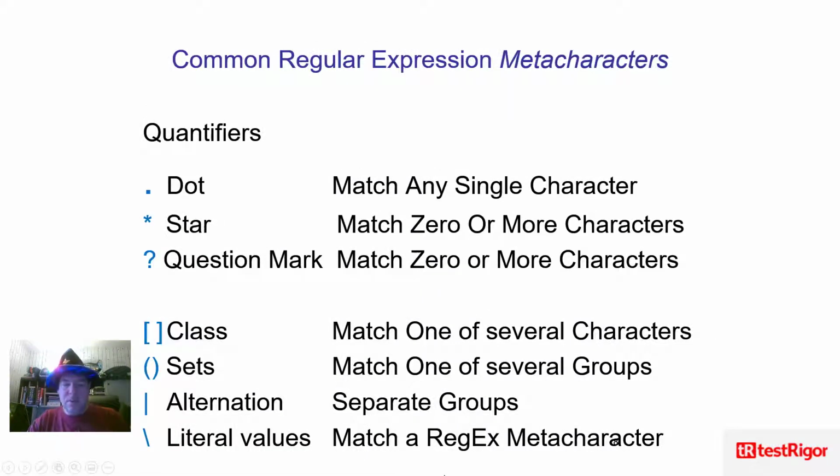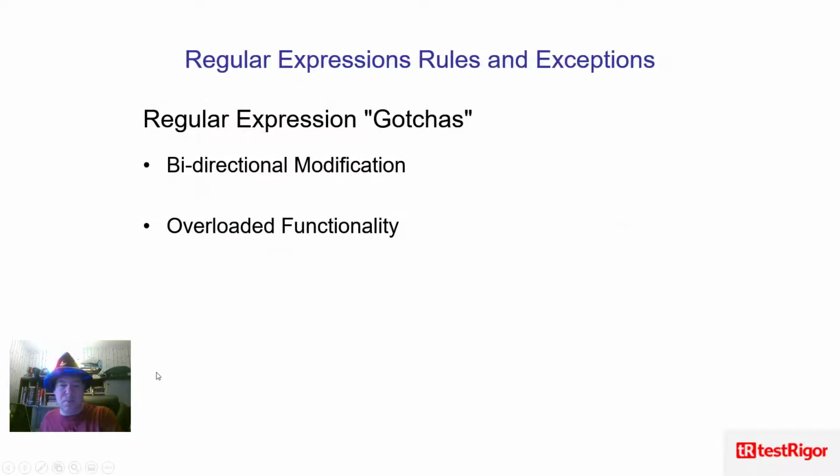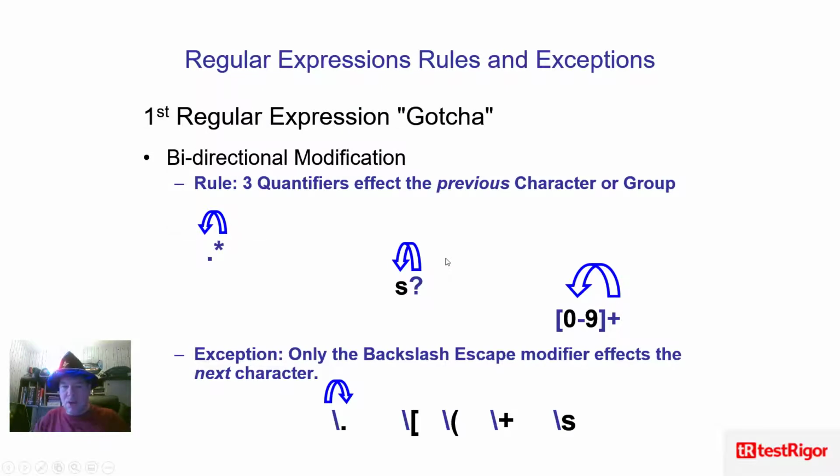Okay, so let's take a look at our quantifiers. There's 7 of them, a dot and a star and a question mark. And then there's classes, sets, and alternation and literal values. We'll get to those in just a moment. There's a few gotchas you have to understand: bidirectional modification and overloaded functionality. Let's start off with that bidirectional modification. What do I mean by that?